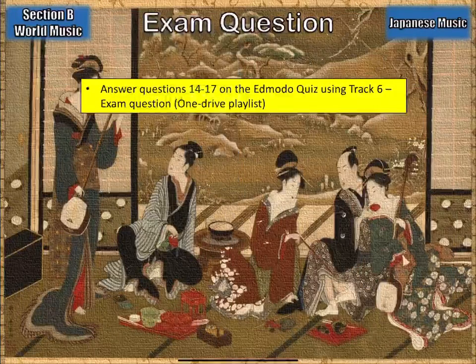The final part of the lesson is, of course, an exam question. You've got to answer questions 14 to 17 on the quiz and use track 6 to do this, okay? So I've slimmed this down to, again, the bare bones, all the information you need for IGCSE. If we were in school, we would do a little bit more experimentation with this, but for now, let's focus on what we need to know.